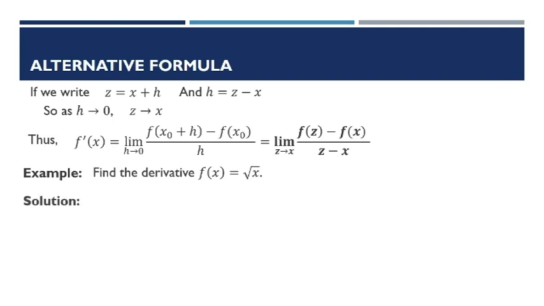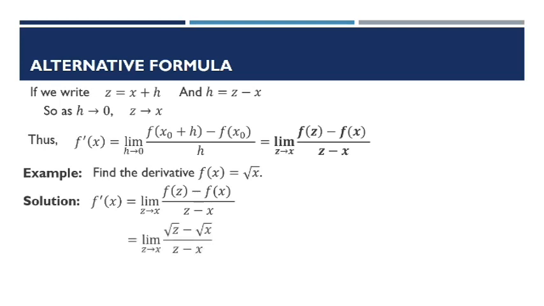Okay, solution. So f prime of x is equal to the limit of f of z minus f of x all over z minus x as z approaches x. So it is equal to f of z is square root of z minus f of x is square root of x and z minus x sa ilalim. So wala kang masyadong binago.